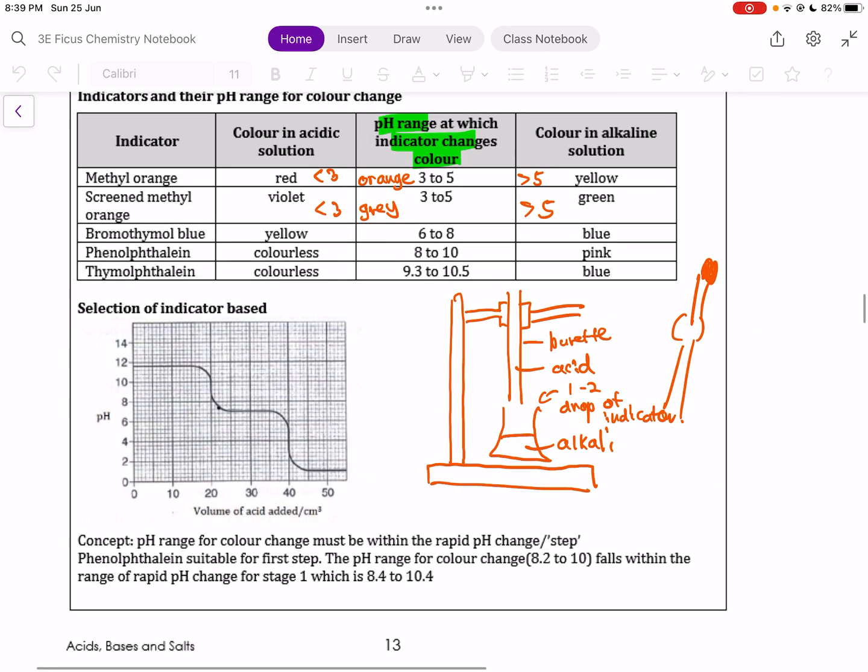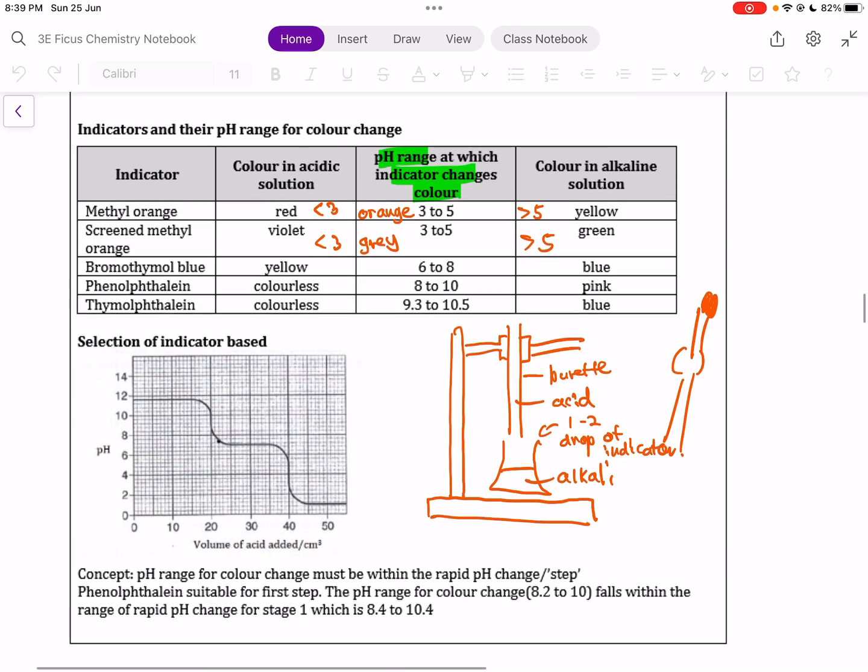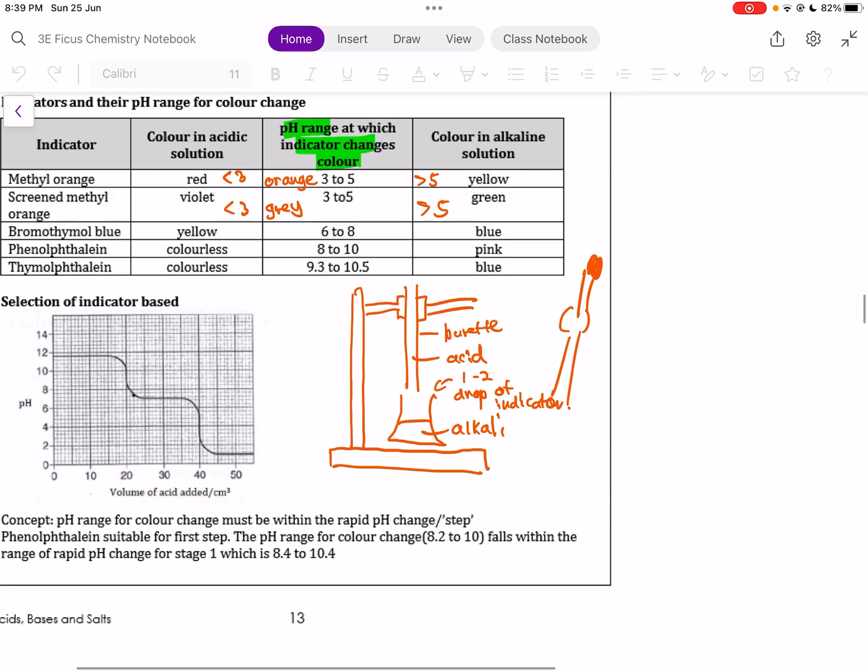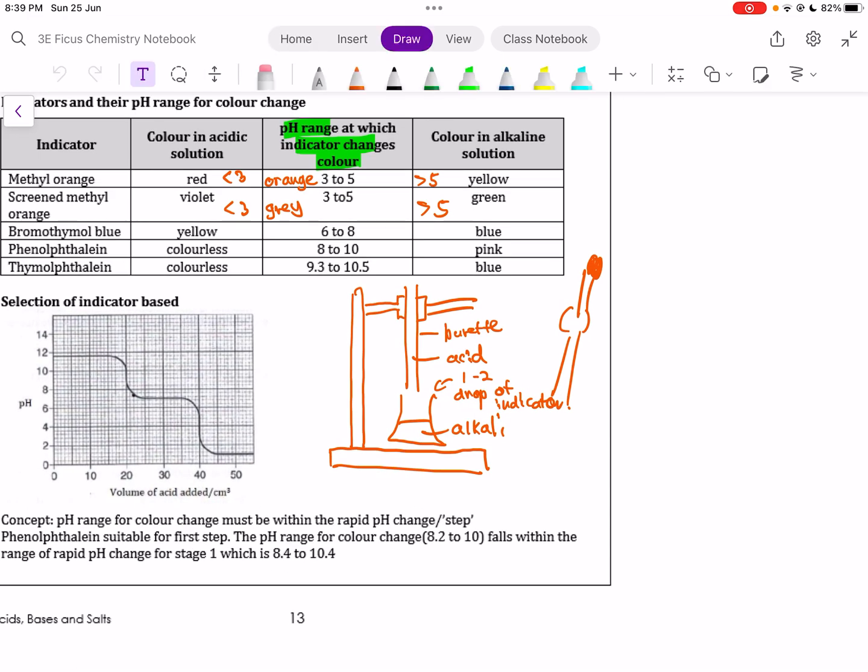Okay, so after you do a titration, if you monitor it using a data logger, you get what we call a titration curve. It looks something like this. This one has two rapid pH changes. Sometimes it can be this way, just one rapid pH change. So you have pH and then the volume of acid or alkaline added.